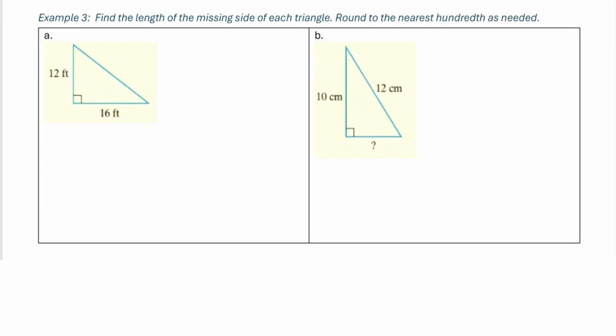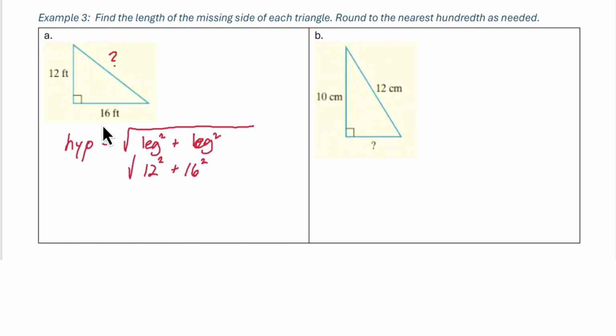Let's use the Pythagorean theorem to find the length of the missing sides. In this first example, we're missing the hypotenuse, the longest side. Recall that the hypotenuse is the square root of the legs squared, so leg squared plus leg squared. First we have 12 squared, and then we also have 16 squared. And we're taking the square root of that.